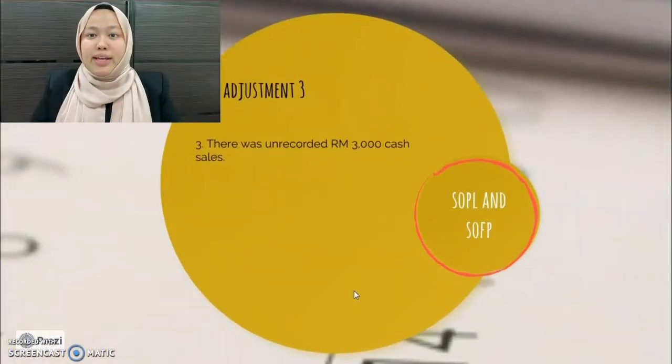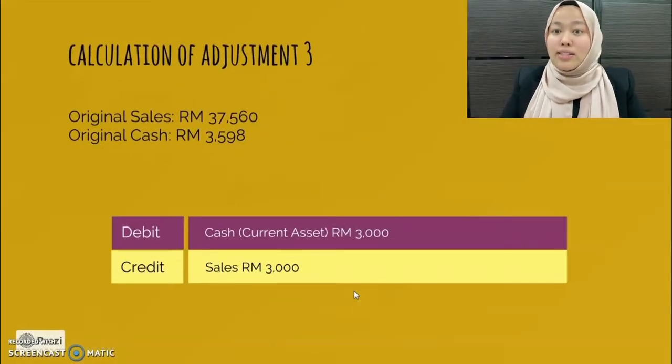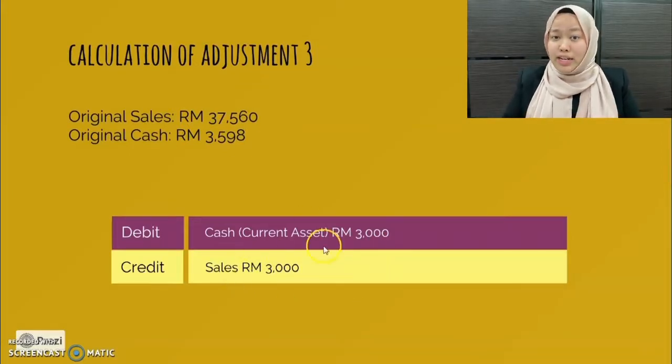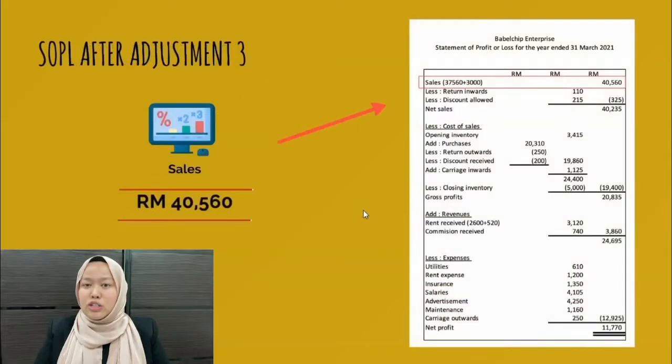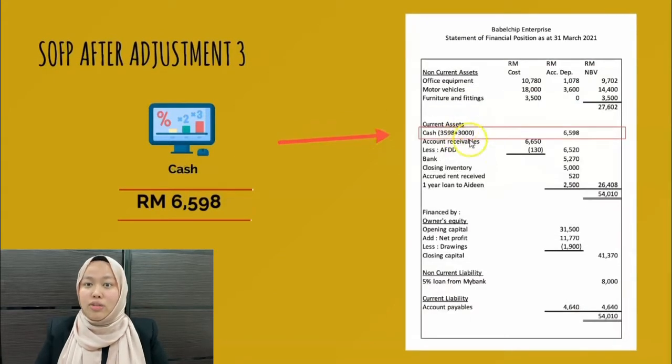In adjustment 3, 3,000 ringgit of cash sales hasn't been recorded yet. So the accounts involved in this transaction, when goods are sold using cash, are firstly sales, which increase on the credit side, and secondly cash, which increases on the debit side. Therefore, due to this adjustment, both accounts must be added by 3,000 ringgit in SOFP and SOPL later. Referring to this SOPL table, the sales column is added with 3,000 ringgit, which equals 40,560 ringgit. And for the SOFP table, cash in the current asset column is added with 3,000 ringgit, which equals 6,598 ringgit.